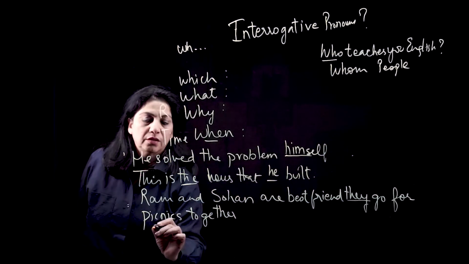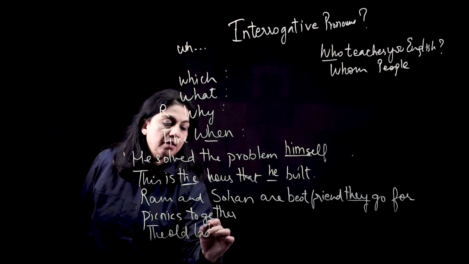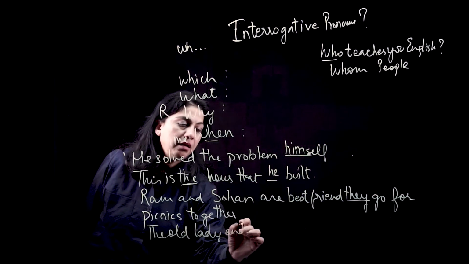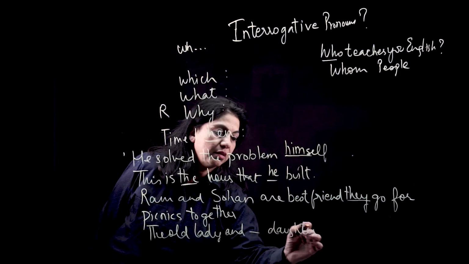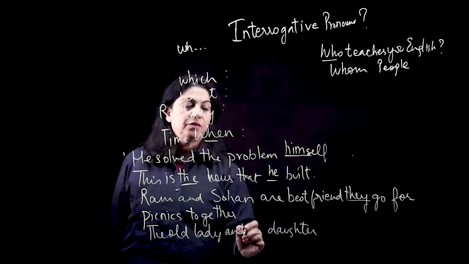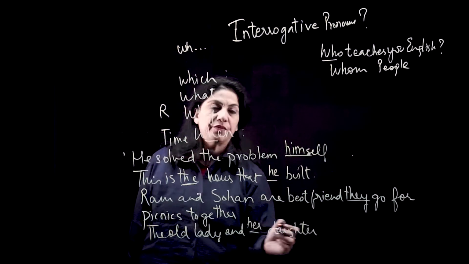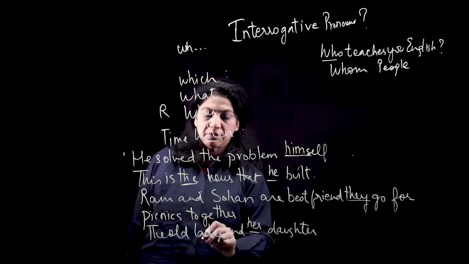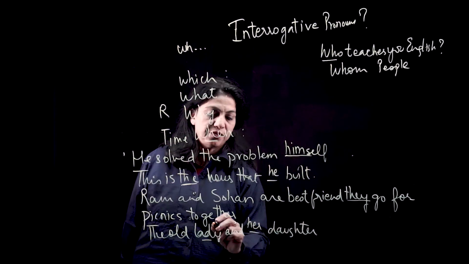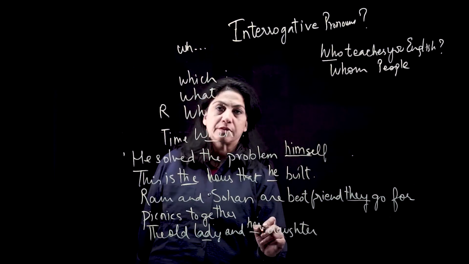So the old lady and her daughter. So obviously with daughter, what will you write here? Her. And if it was a boy, it would have been her son. Because she's an old lady, she's a feminine gender, so that's why her. If it was an old man, it would have been his.